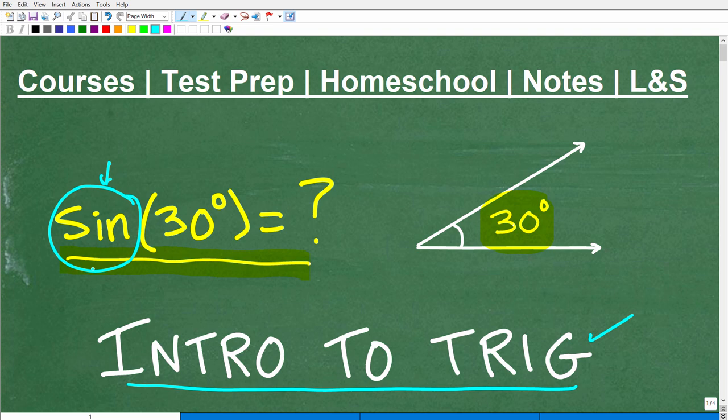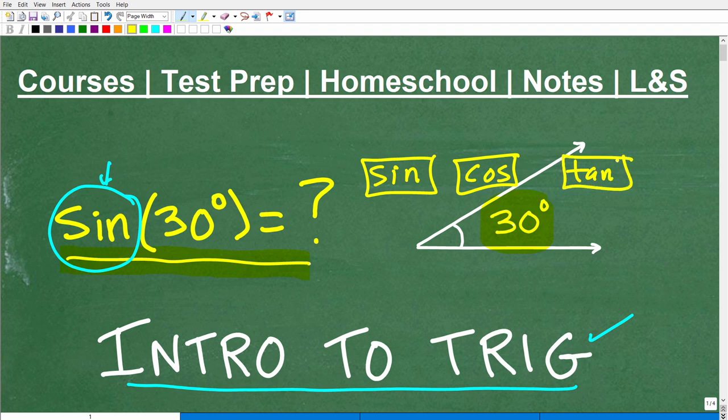By the way, if you do have a calculator handy, with the exception of your cell phone, you'll see these buttons here on your calculator that look like this, S-I-N, that stands for sine, cosine, and tangent. Now, if you are in what we call degree mode in your calculator, you simply just put in 30, hit the sine button, and you'll get the right answer. So that's not the whole point of this video. Again, I want to give you some basic introduction to trigonometry.